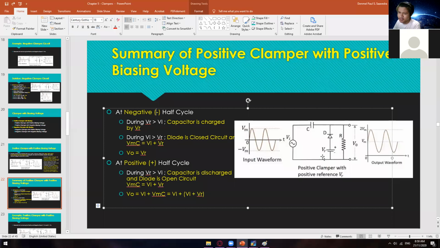But there are also some cases where it's not really a clamper anymore, because our main source of voltage should be coming from V sub I, not the reference voltage or the bias voltage. So this is just to modify our V sub I. This one will not become our voltage source.